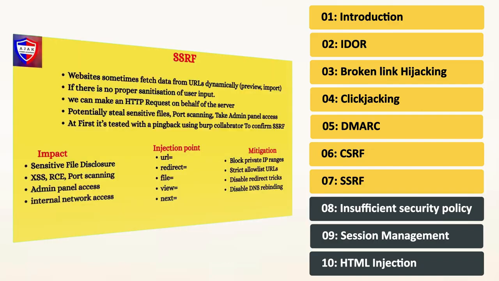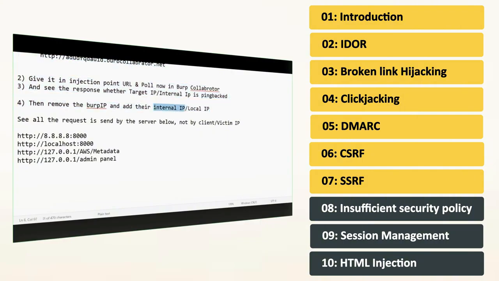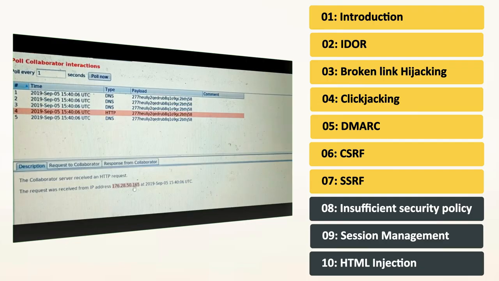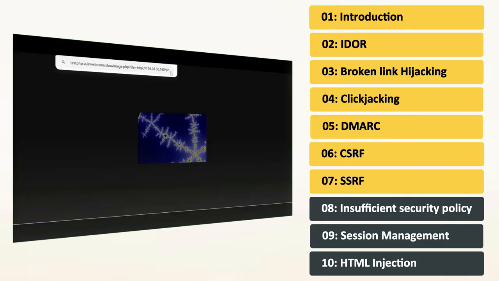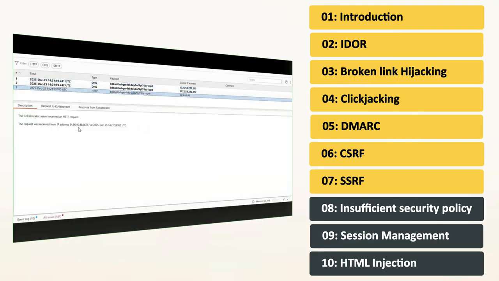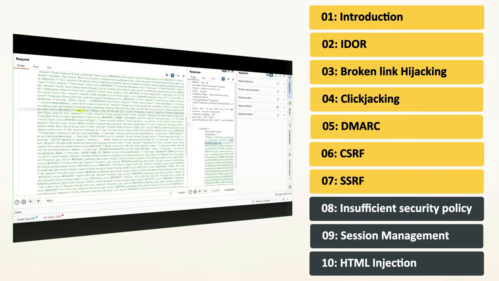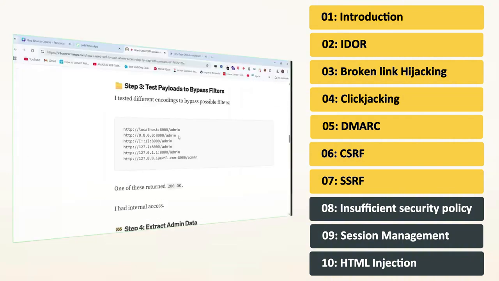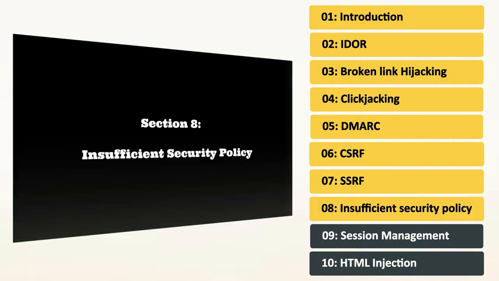Here we'll be looking into how SSRF works, step-by-step exploitation, and different types of case scenarios of how SSRF can be exploited. Followed by that, we'll be looking into live hunting of SSRF, where we'll be escalating the SSRF to sensitive information. We'll also be looking into different types of private POC videos, and finally breaking down HackerOne reports. Section 8 is insufficient security policy.